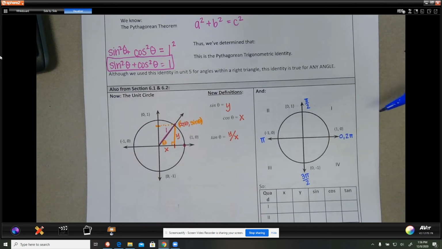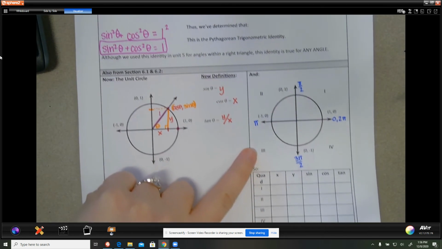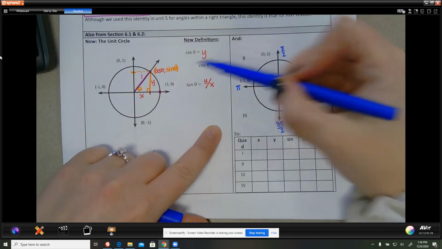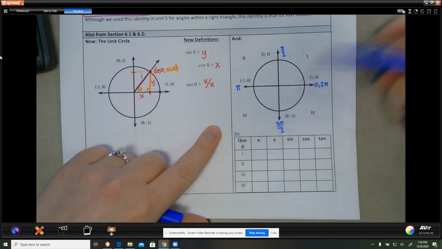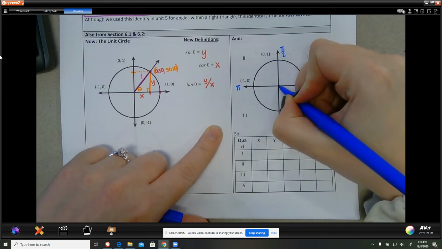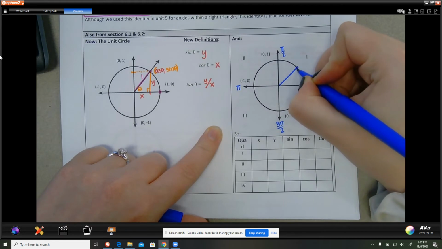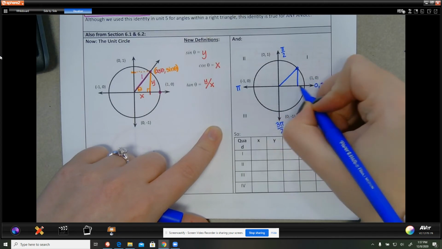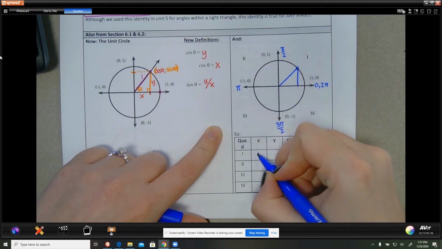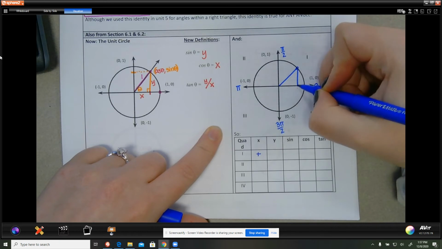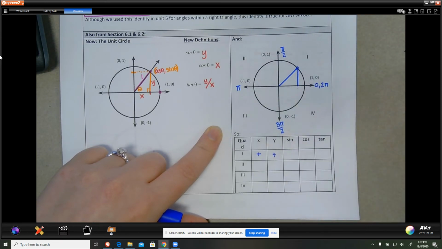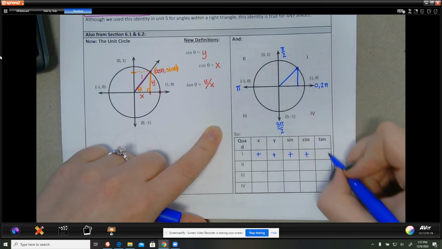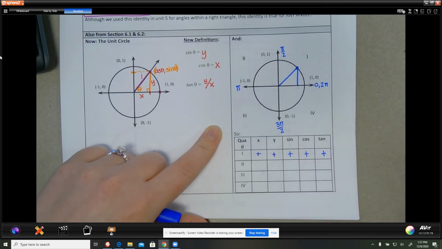So putting those radians in here, let's talk about the signs of these. Just a reminder, cosine and x are equivalent. Let's say I've got some triangle in here that I'm talking about. My x distance is positive. My y distance is positive. So that means my sine and cosine are also positive. And tangent is positive because a positive divided by a positive is positive.